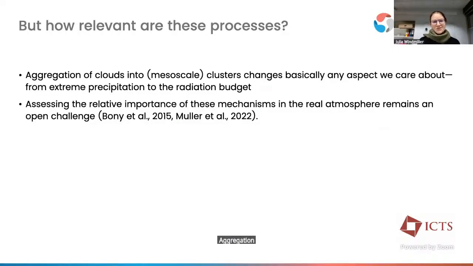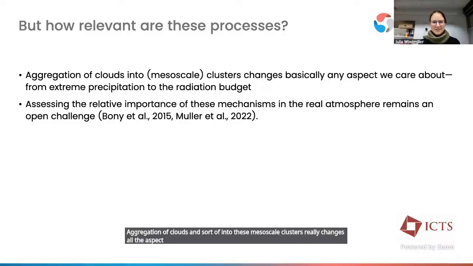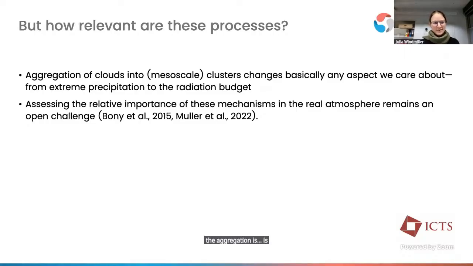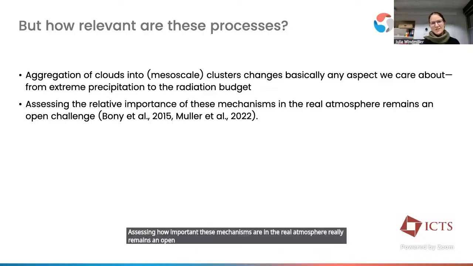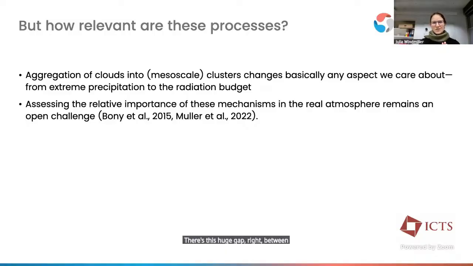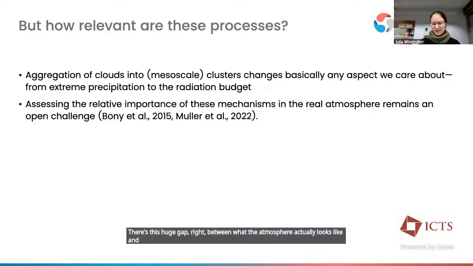So aggregation of clouds into these mesoscale clusters really changes all the aspects we are interested in, and that ranges across a broad spectrum, from extreme precipitation to the radiation budget. They change entrainment, so you name it. The aggregation has a big impact. At the same time, as I said, assessing how important these mechanisms are in the real atmosphere remains an open challenge, because there's this huge gap between what the atmosphere actually looks like and what we simulate in these simulations.